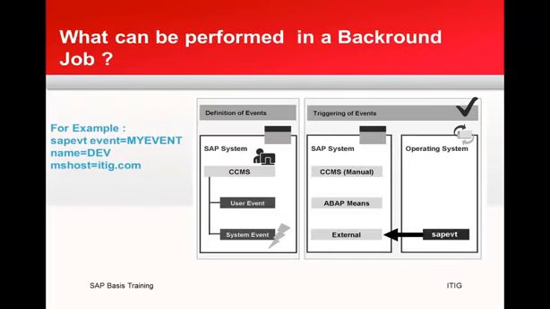Okay, next thing is how do we create an event. Here you can see that we can create a definition of an event using CCMS, that is Central Monitoring System. It could be a user-based event or a system event. Triggering of an event can happen in three ways. At the OS level, this is the command which can be used: SAP EVT, event equal to the name of the event and name equal to the SID of the system, and we give the message server host name as well. So that is about the theory part of background jobs.